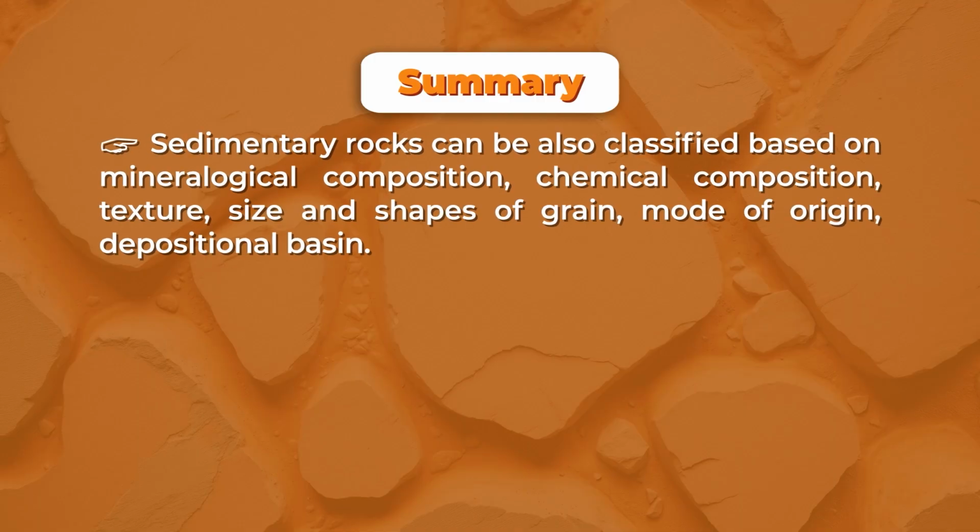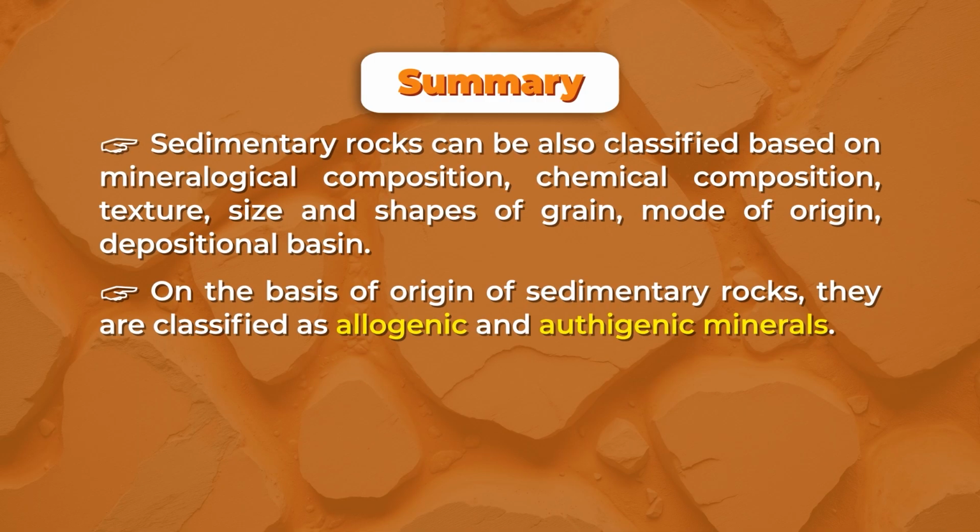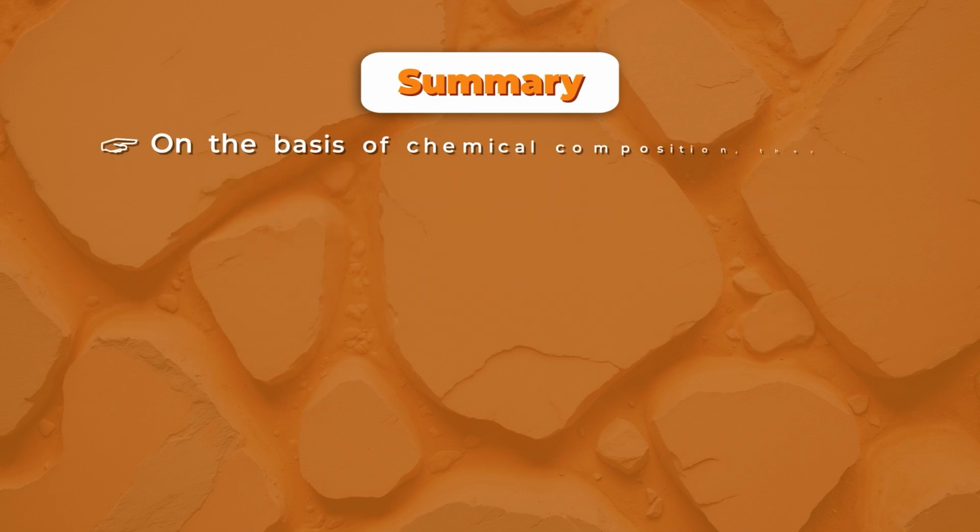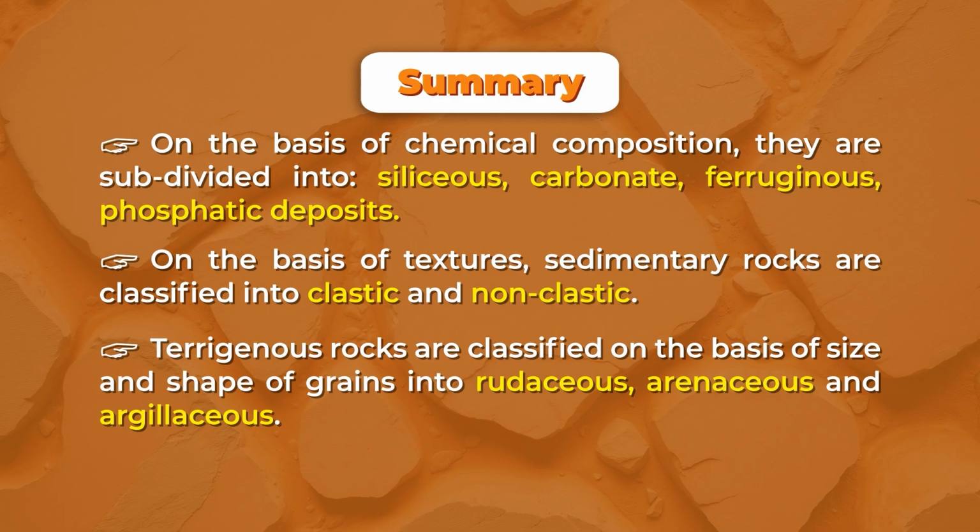So, learners, let me summarize what I have discussed in this session. You see, sedimentary rocks can be classified based on mineralogical composition, chemical composition, texture, size and shape of grains, mode of origin, and depositional basin. On the basis of origin, sedimentary rocks are classified as allogenic and orthogenic minerals. And on the basis of chemical composition, they are subdivided into siliceous, carbonate, ferruginous and phosphatic deposits.